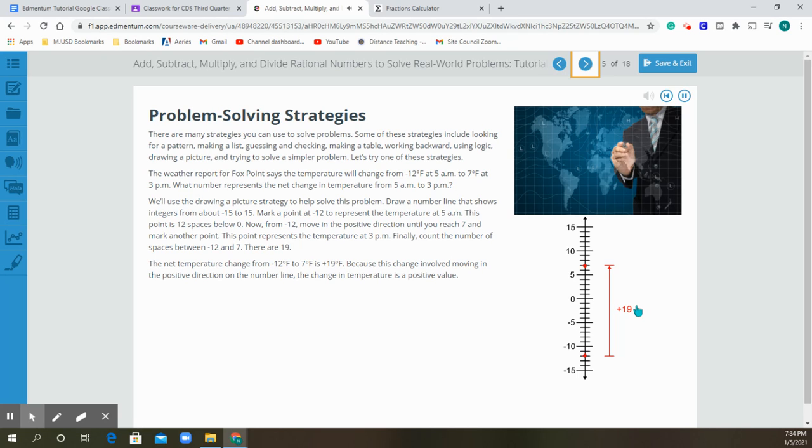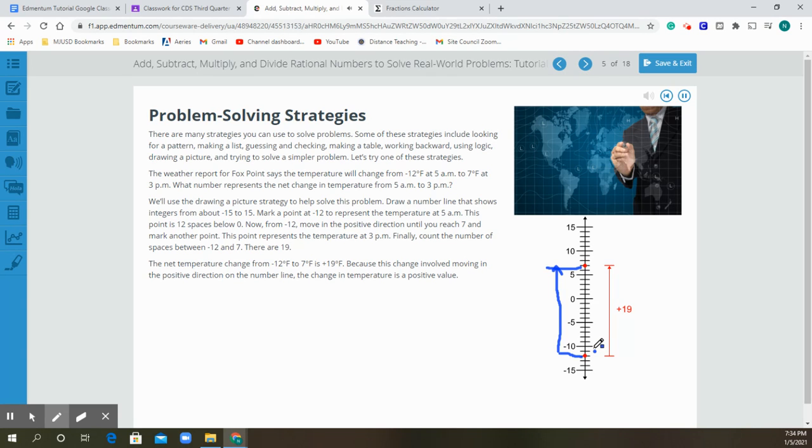Draw a number line that shows integers from about negative 15 to 15. Mark a point at negative 12 to represent the temperature at 5 a.m. This point is 12 spaces below 0. Now, from negative 12, move in the positive direction until you reach 7, and mark another point. This point represents the temperature at 3 p.m. Finally, count the number of spaces between negative 12 and 7.